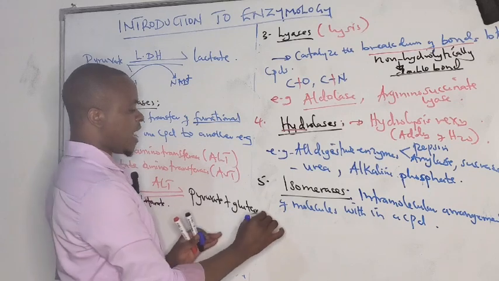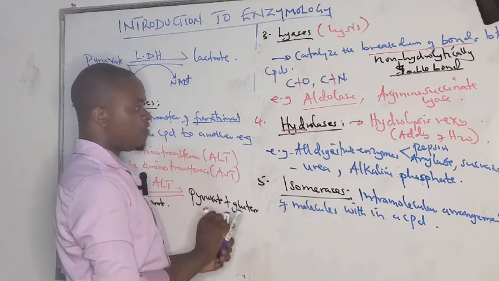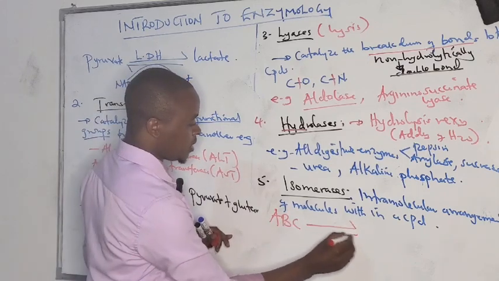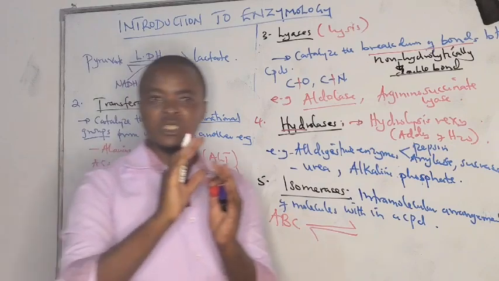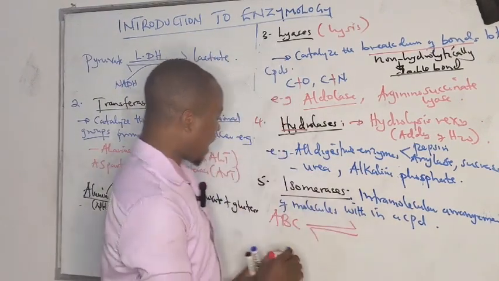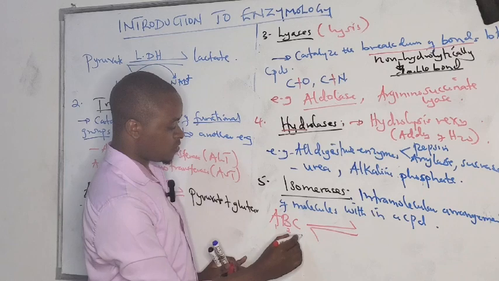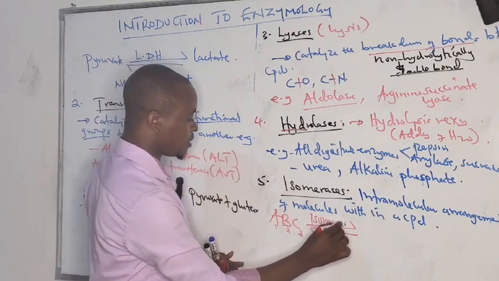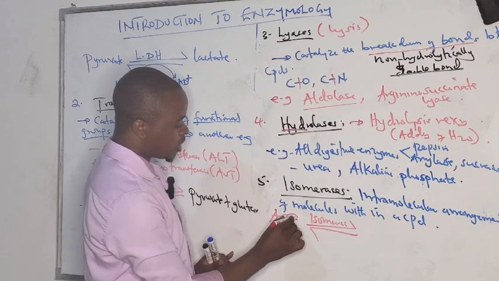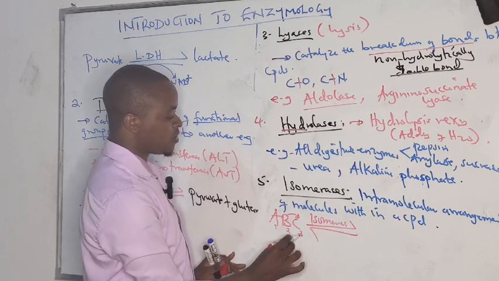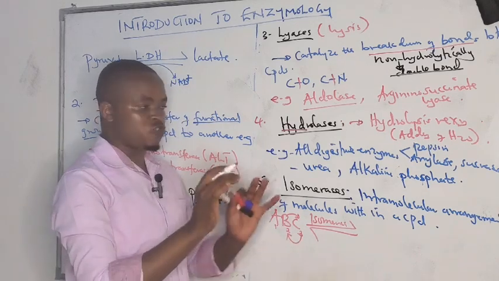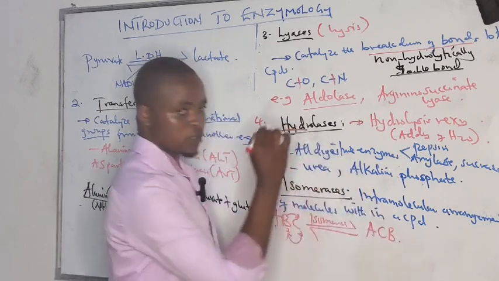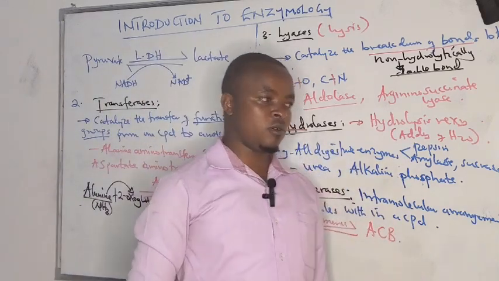What do I mean? If I have a compound ABC, the isomerase catalyzes the arrangement of these molecules from different positions. For example, A is in position 1, B is in position 2, C is in position 3. In presence of an isomerase, we see the B which was in position 2 going to position 3, and the C which was in position 3 going to position 2. Intramolecular arrangement. Then I form a product A, C, B. That is what we call isomerases.